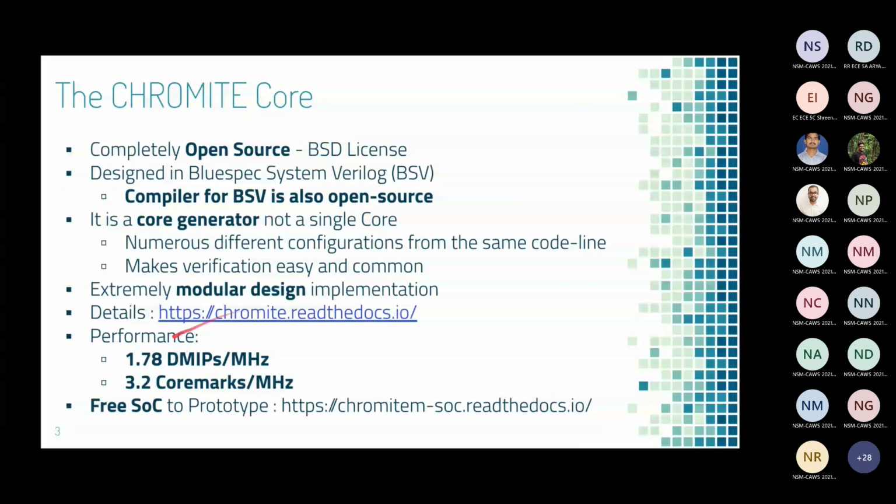Today, the performance of the Chromite core is 1.78 DMIPS. This is using the latest GCC 11, and the CoreMark is 3.8. This is extremely competitive to equivalent ARM cores, as well as other RISC-V cores, in this particular design space of a single in-order Linux capable system.